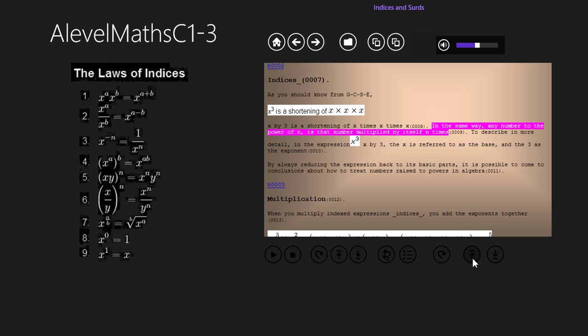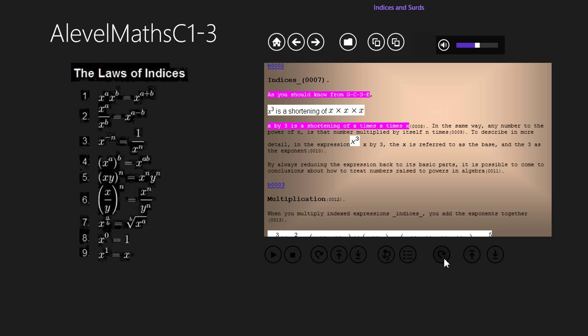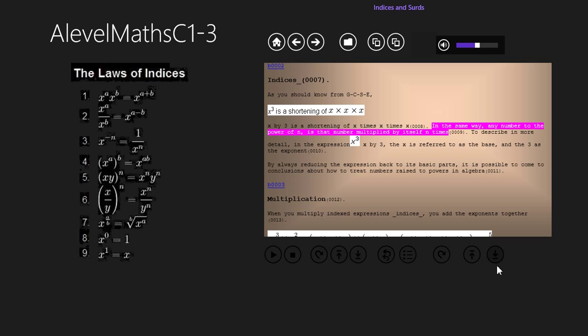To describe in the same as you should know from GCSE, x by 3 is a shortening of x times x times x. In the same way, any number to the power of n is that number multiplied by itself n times. In the same way, any number to the power of n.